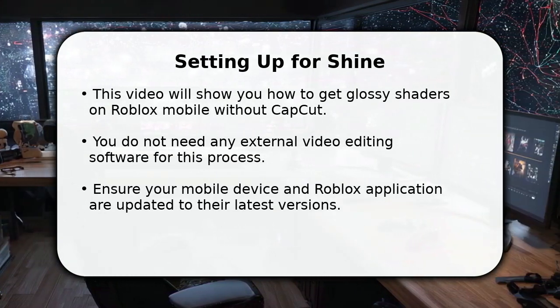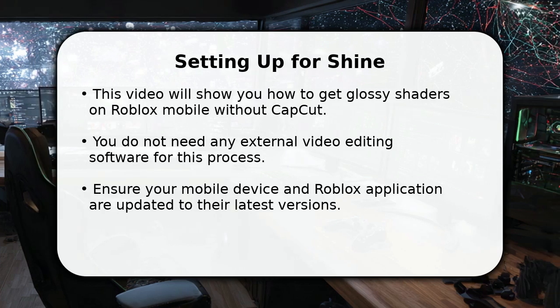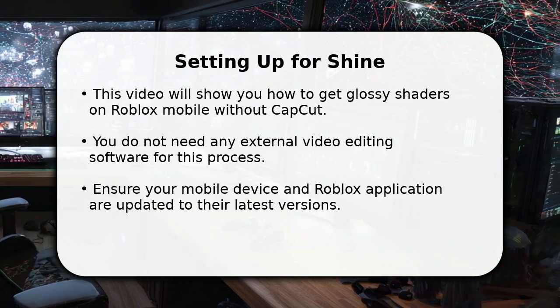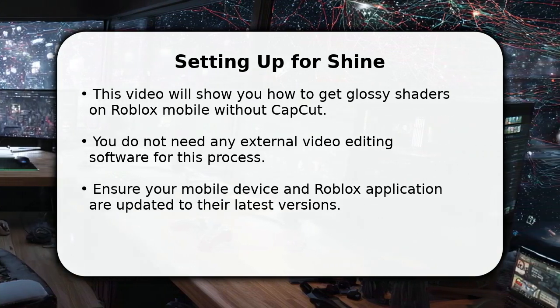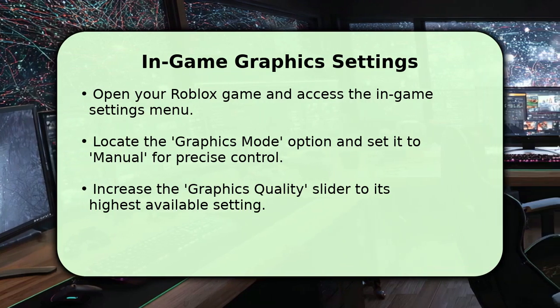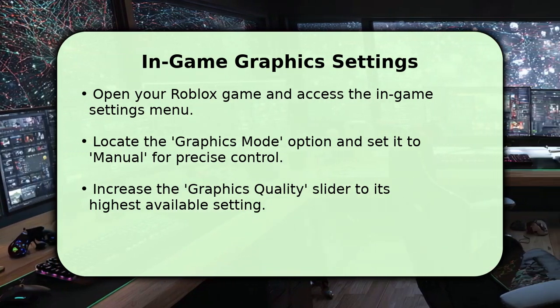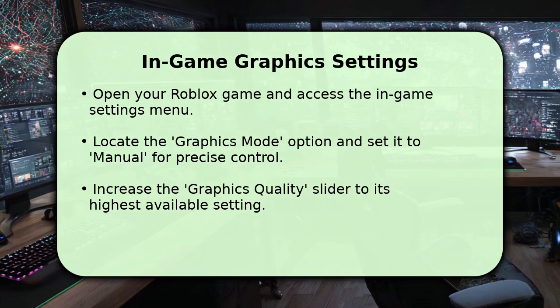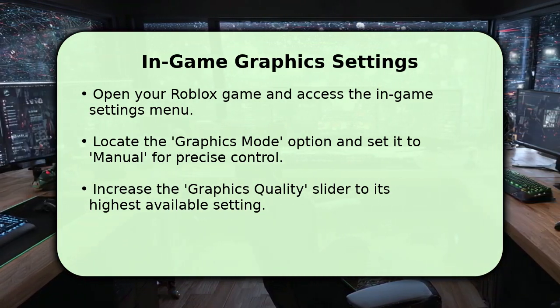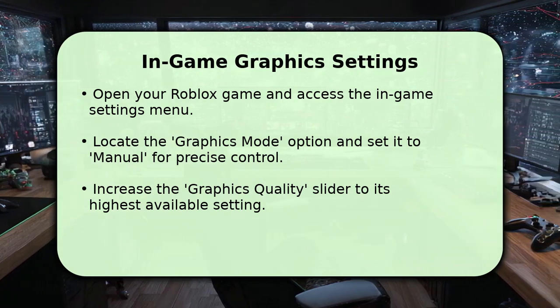We will focus entirely on in-game and device settings, avoiding any third-party applications like CapCut to achieve that sleek, reflective look you desire. Once inside your chosen Roblox experience, tap the Roblox icon to open the main menu, then navigate to the settings. Find the graphics mode option and make sure to switch it from automatic to manual. This gives you full control.